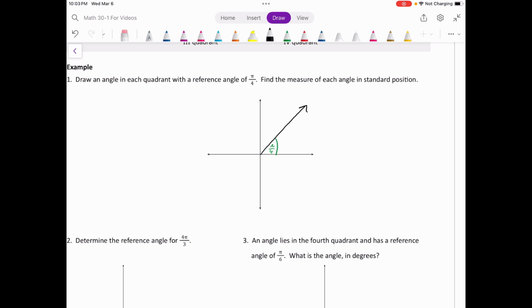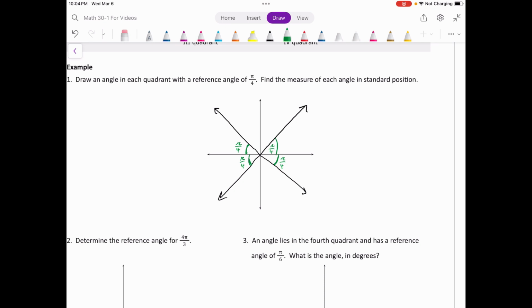Okay, in quadrant 2, let's draw a terminal arm for an angle that would have a reference angle of pi over 4. Something like that. See what I mean? Always referenced to the x-axis. In quadrant 3, if this is pi over 4, then that angle has a reference angle of pi over 4. And in quadrant 4, this angle would have a reference angle of pi over 4.